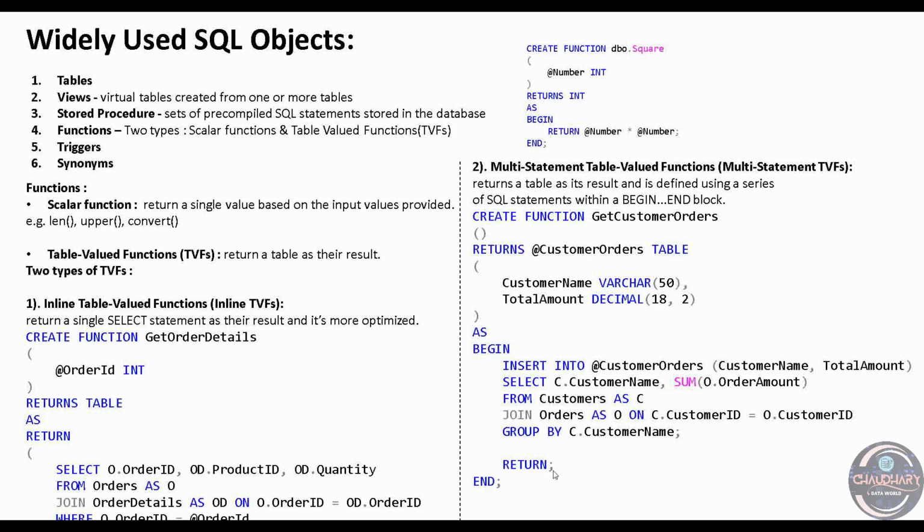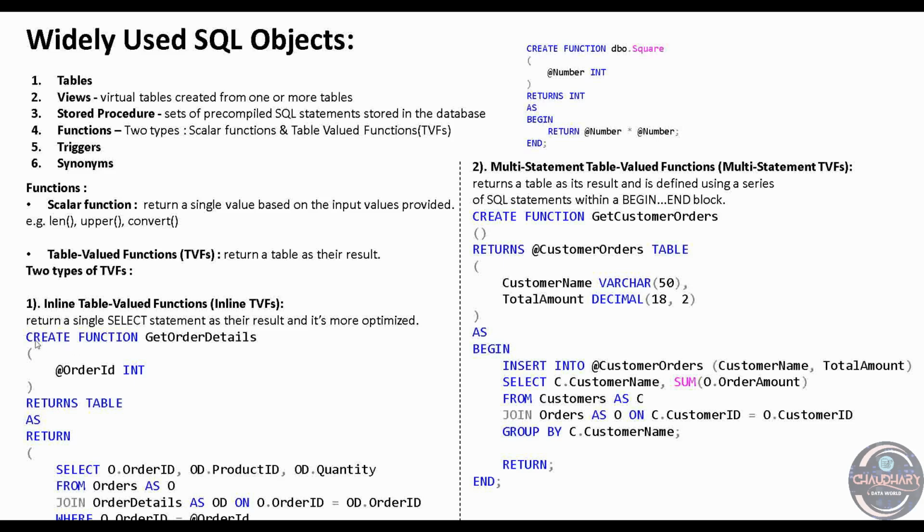as the table. So the basic definition is: return a table as its result, defined by a series of SQL statements. That means you can define a series of SQL statements as you generally do in a stored procedure. After that, you can see how we can create this.